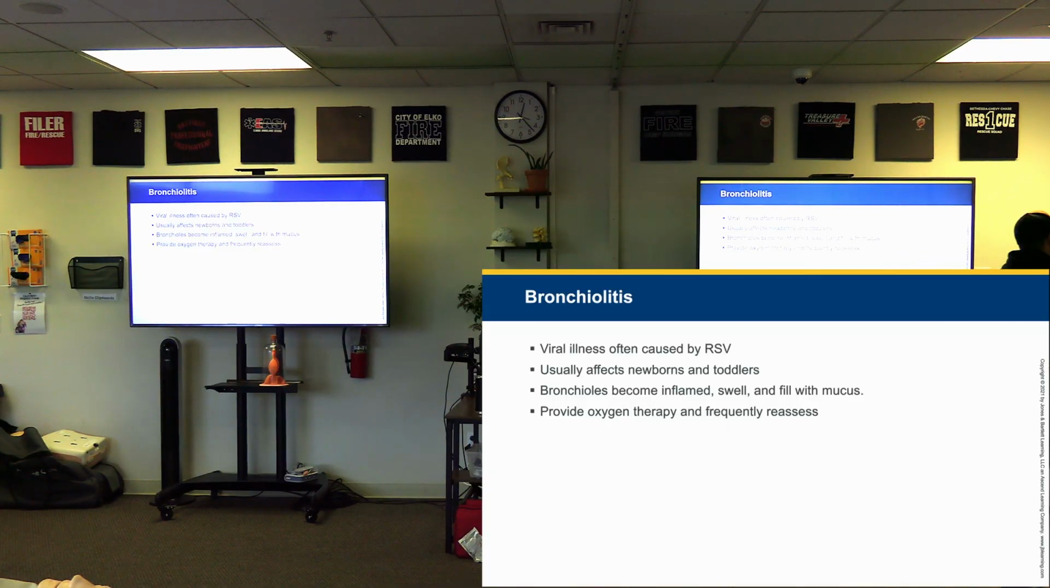So this becomes a Q problem because they can get the air in, but because of how tight those bronchioles are, they can't get to that exchange process. Okay, now once again, treatment, very straightforward.